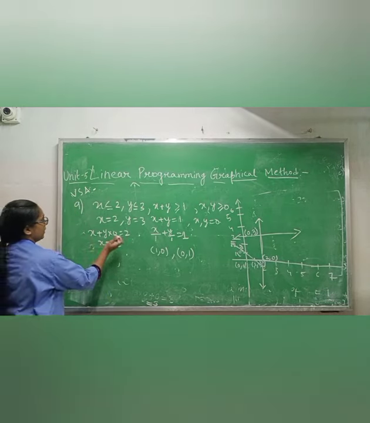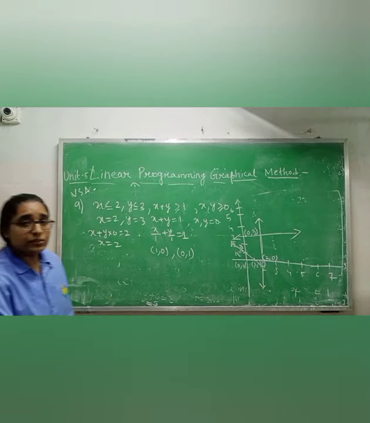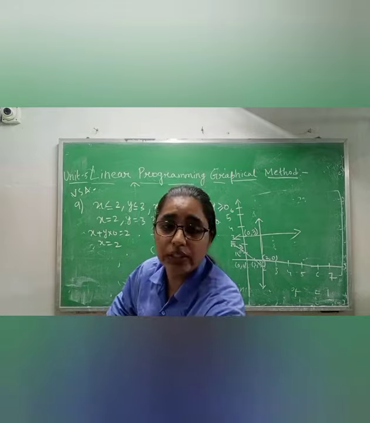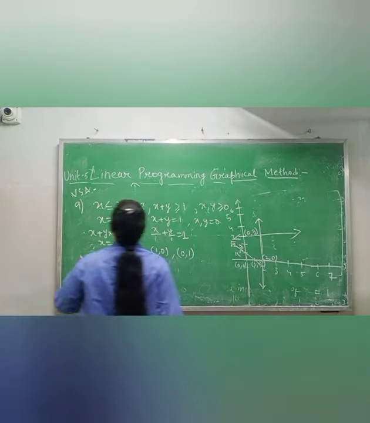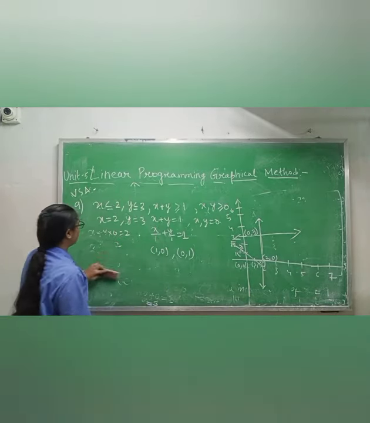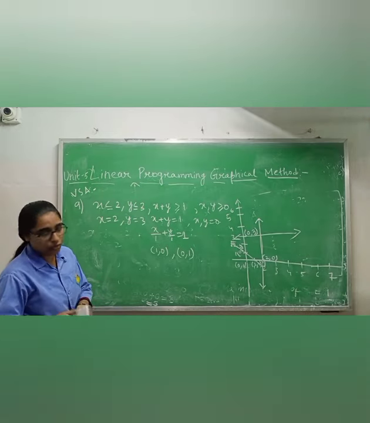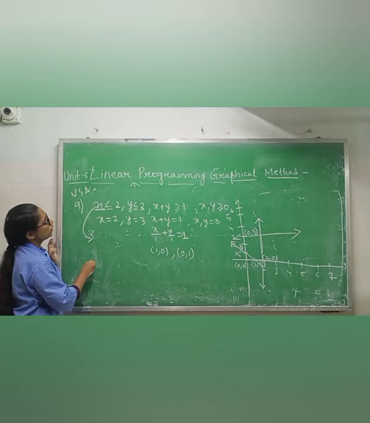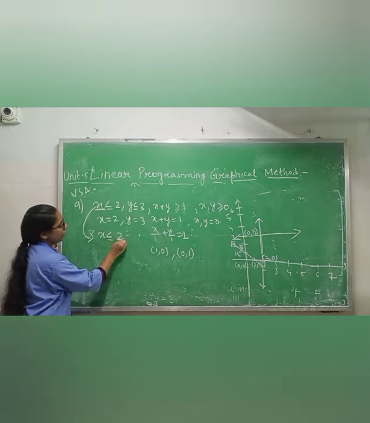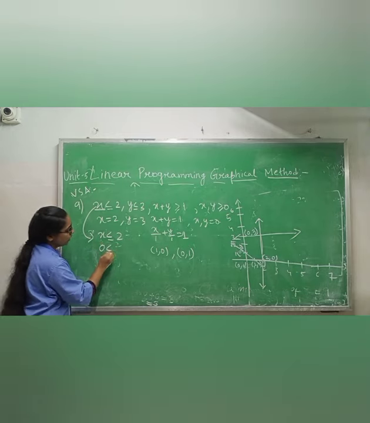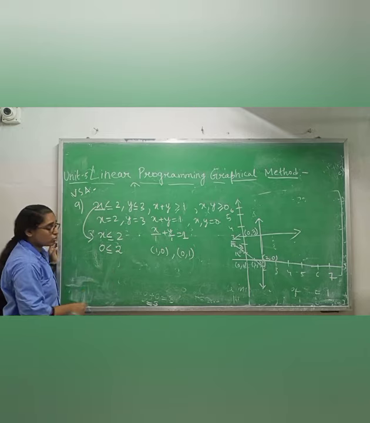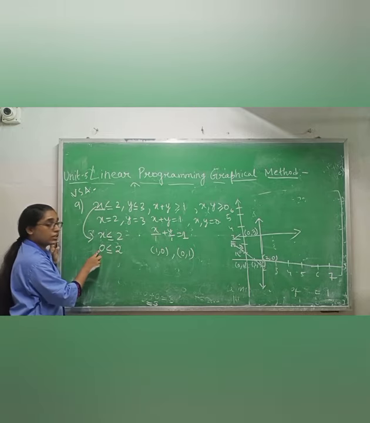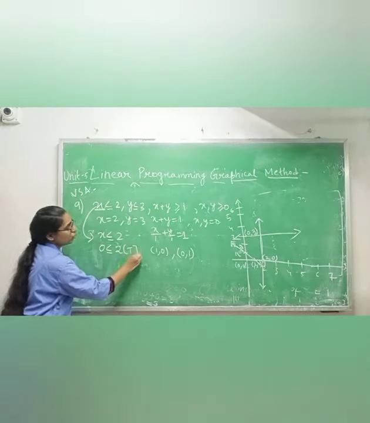You have to take x and y value 0, 0. Always you will take x and y value 0, 0 to find whether the given one is a feasible region or not. Okay. Now see this one. If I am taking x value 0, I will put 0 in place of x. So it is true. Of course it is true. Why? Because 2 is always greater than 0. So it is true. Okay.